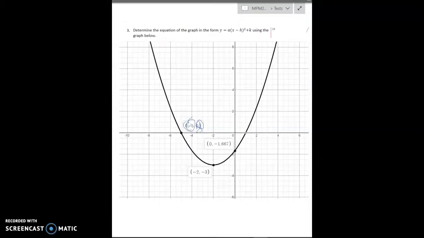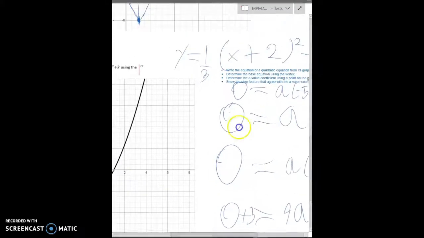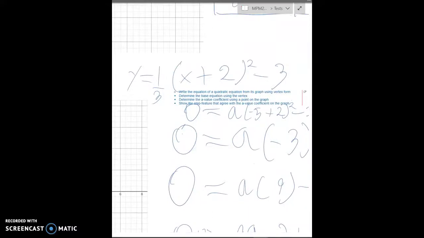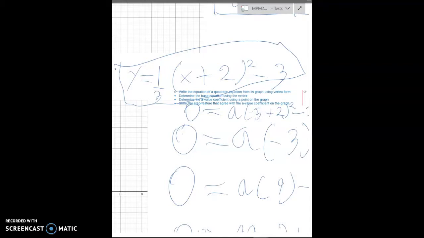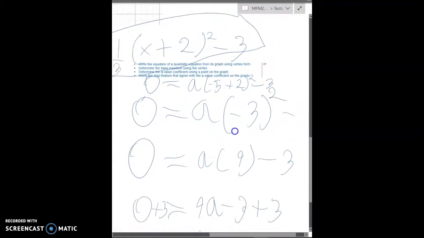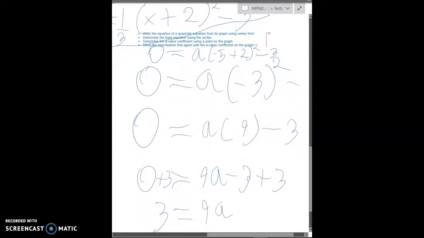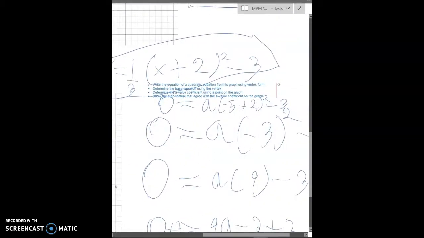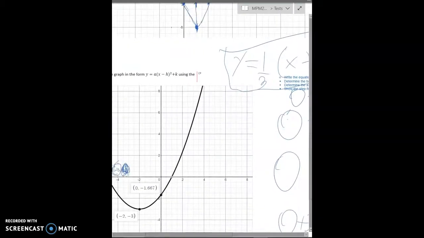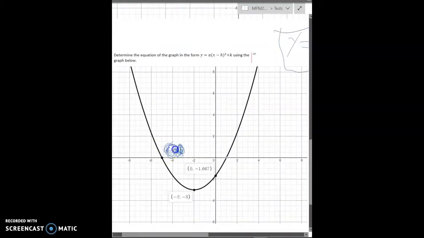This third one, this is my final equation right here, which is y equals 1/3 bracket x plus 2 squared minus 3. To get that, I put in, so this 0 is from here, right here, and then I have equals a minus 5, the other part of this point.